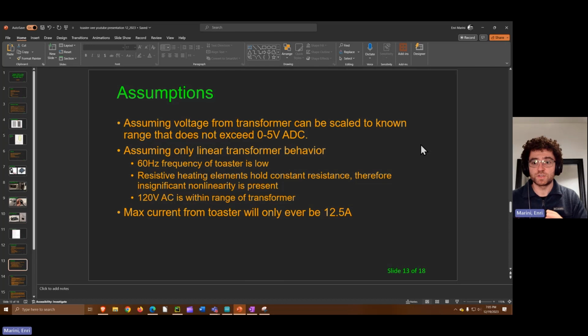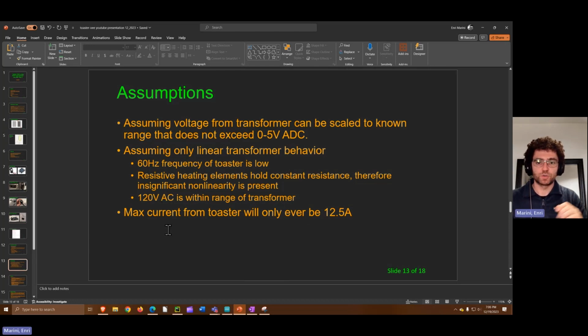And that the resistance is holding constant, so that we can assume a constant 12.5 amps of current. No fluctuations, even once it achieves a sort of quote unquote equilibrium state, there is fluctuations, and we're assuming those to be negligible.